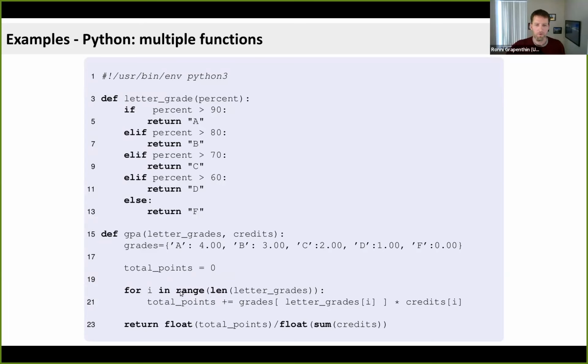Okay, so for a counting variable i that is in the range of 0 to the length of letter grades, add to the total points the value that you find.